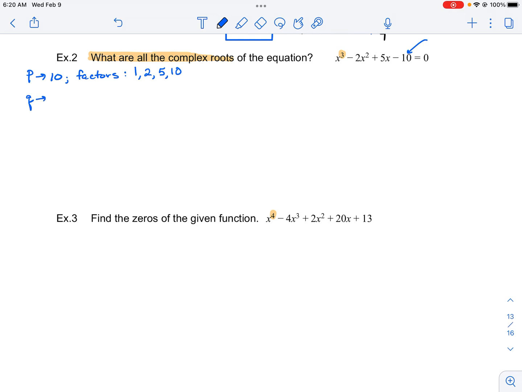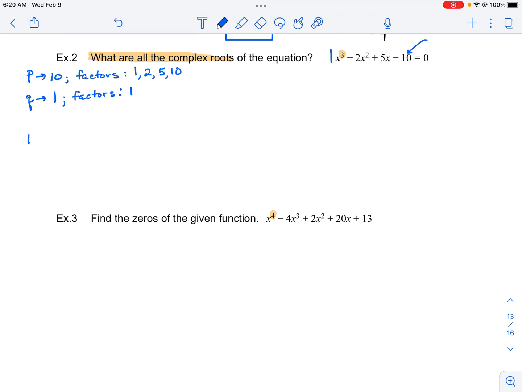Our Q value is the leading coefficient. It's not written there, but we should understand at this point that that number is a 1. And the nice thing when you're looking for your P's and Q's, if either one of them are prime numbers, that really helps us not have as many choices. So we always like it when those numbers are prime. So the factors of 1 are simply 1.